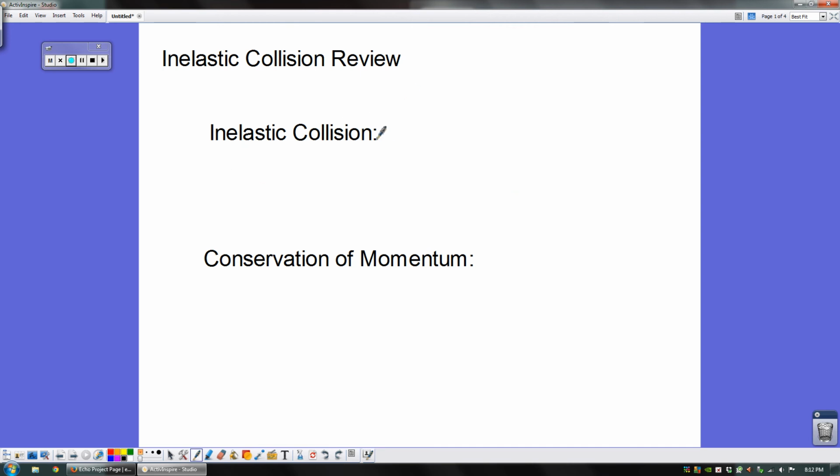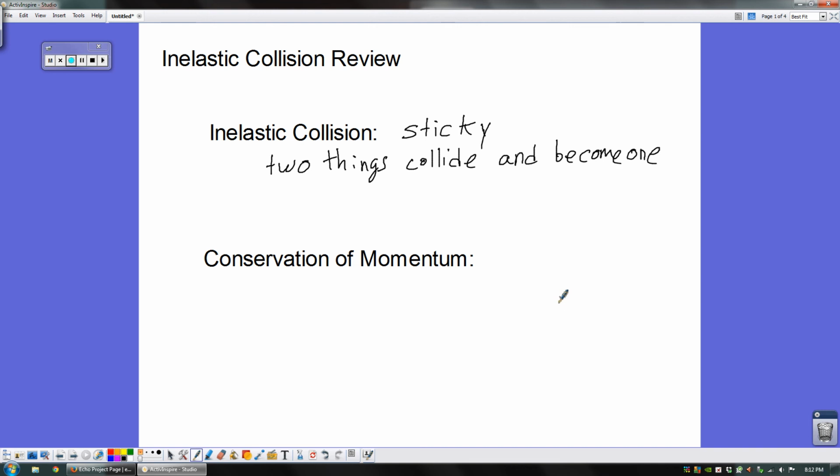So first we're going to define what an inelastic collision is. Another way to describe this is a sticky collision. This means that when two things collide, they stick together and become one. Two things collide and become one. Now, this idea, in conjunction with the conservation of momentum, lets us solve all our problems.